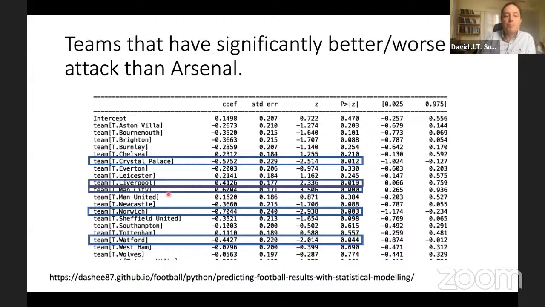Liverpool and Manchester City have p-values which are lower than 0.05, which is what you would usually use as a cutoff. So only Liverpool and Manchester City, you could say, are statistically overperforming Arsenal last season. But on the other side, we only have three teams which are statistically underperforming Arsenal, and those are Crystal Palace, Norwich, and Watford. So all of the other teams are not indistinguishable, but they're very similar to Arsenal.